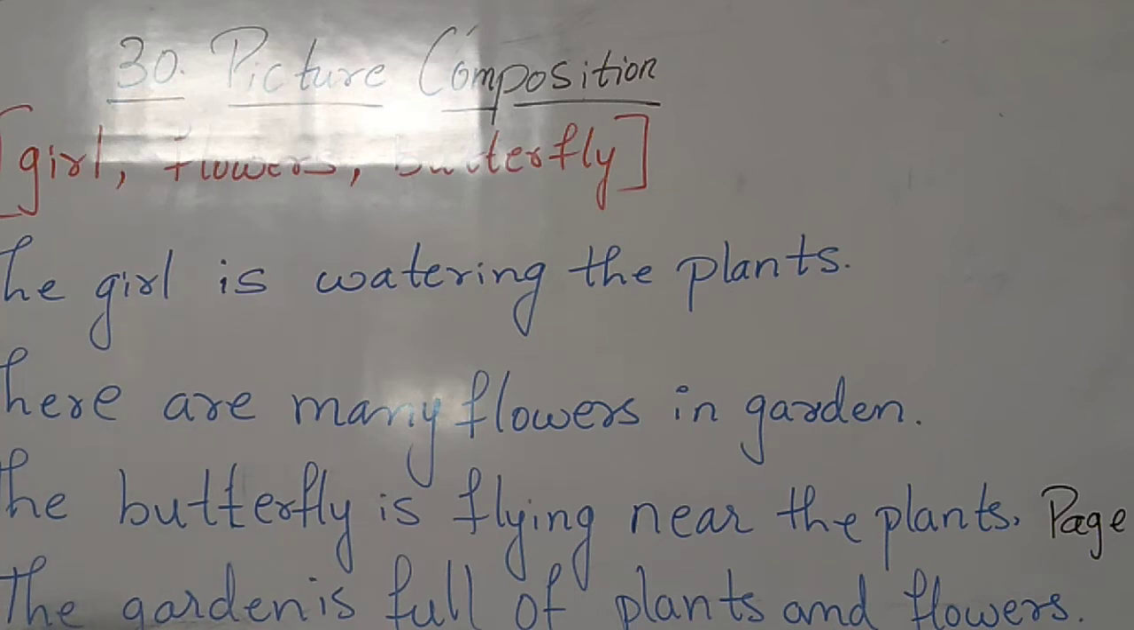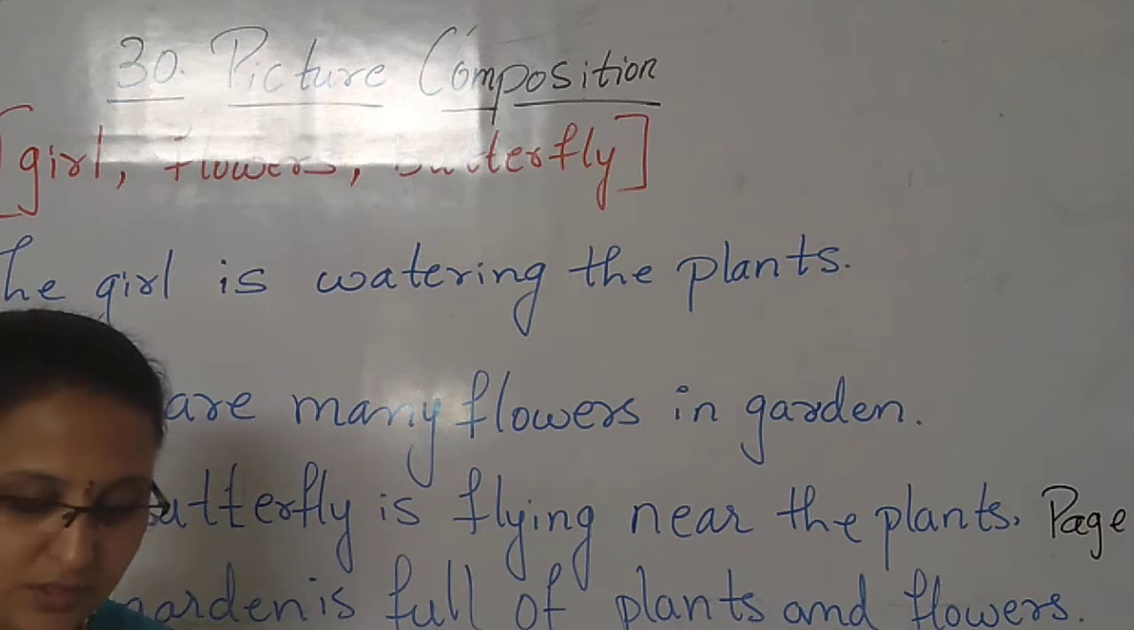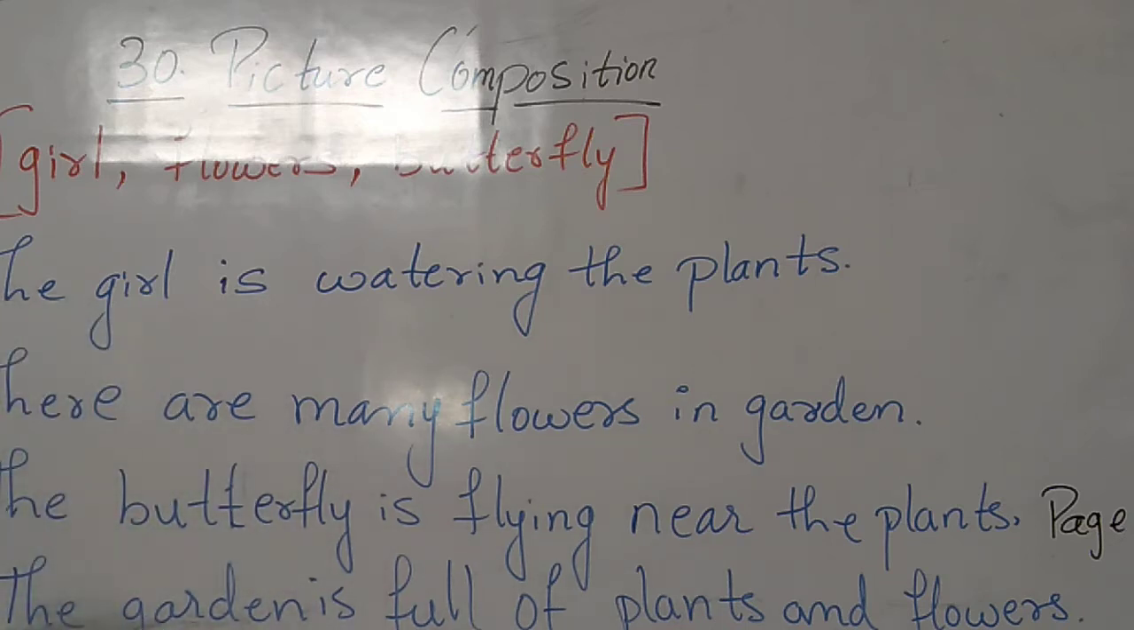So here you can see the girl is watering the plants. There are many flowers in the garden. The butterfly is flying near the plants. The garden is full of plants and flowers. So, we will go with the next one.